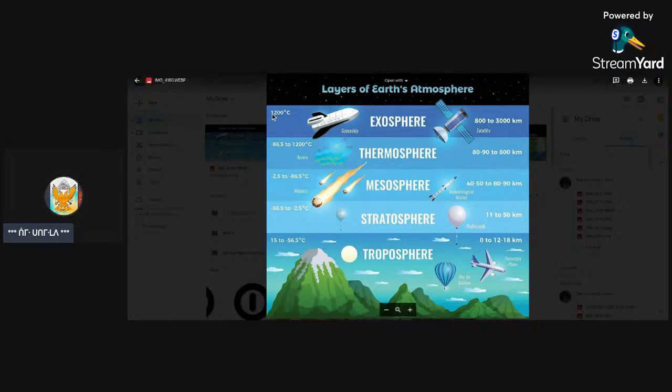Up here, you have 1200 Celsius. That is hot. Okay, that's hot. That's very, very hot. That's fire. And that's heat. If I say fire on my work, but what I really mean is heat. Okay, heat. You have cold and you have heat.